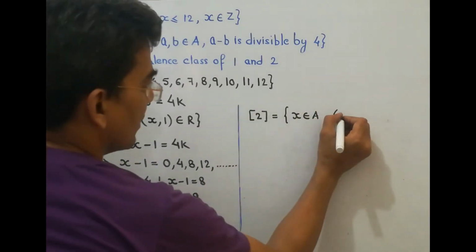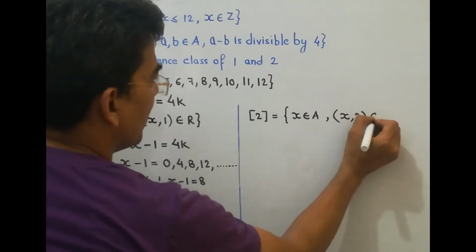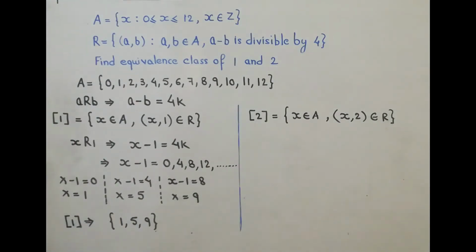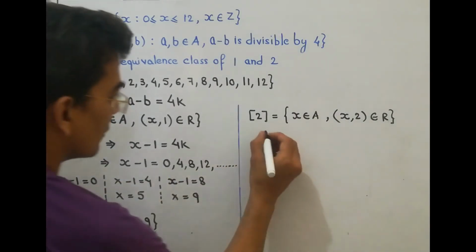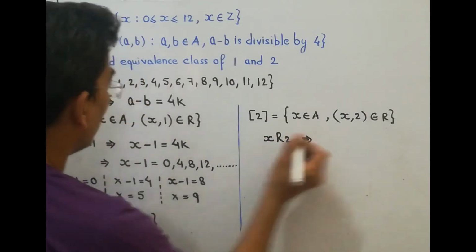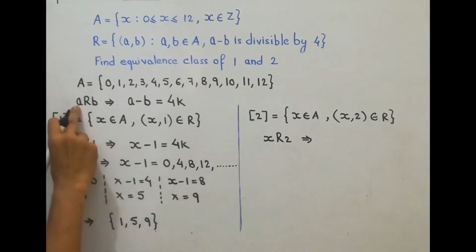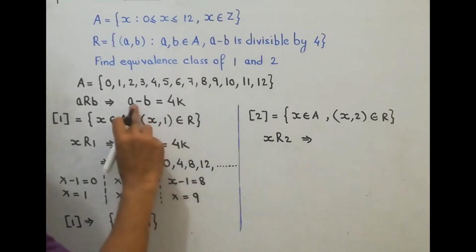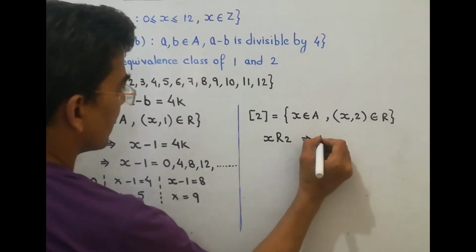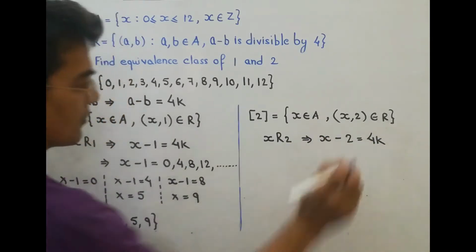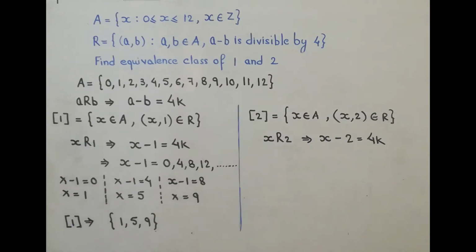So we will say (x, 2) will belong to the relation. So x is related to 2. Now when a is related to b, this is the relation. Now when x is related to 2, what will be the relation? x minus 2 is equal to 4k. Can you write it like this? x minus 2 is equal to 4k.